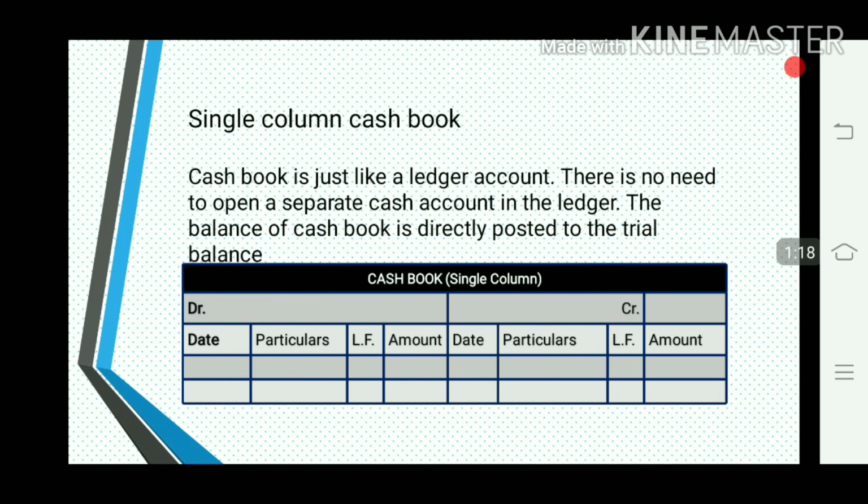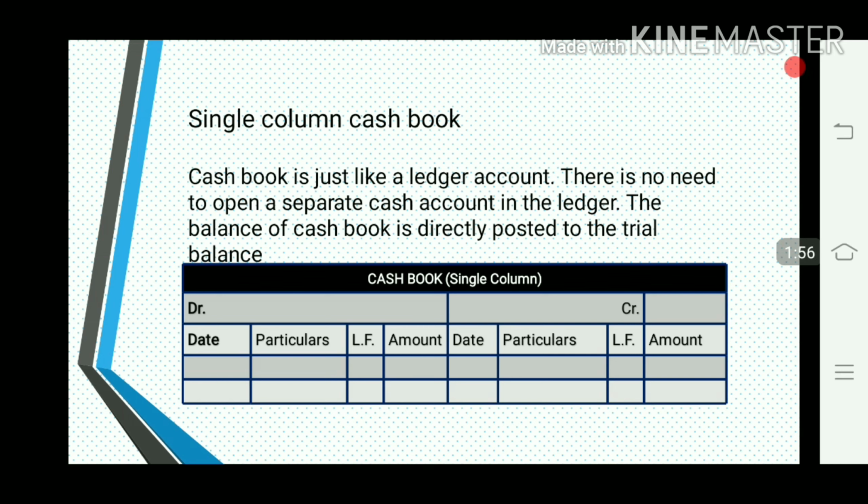Single column cash book. Cash book is just like a ledger account. If you do not remember what a ledger account is and how we post in a ledger account, my first video is on this. I will give the link in the description box. You can go to that link and see in detail what a ledger is. There is no need to open a separate cash account in the ledger. The balance of the cash book is already posted to the trial balance.